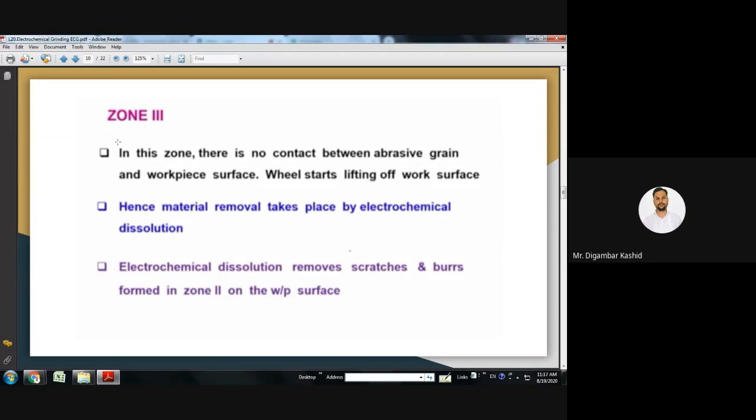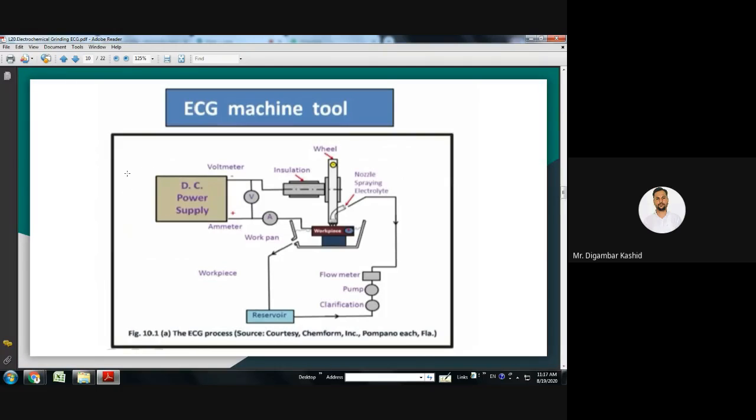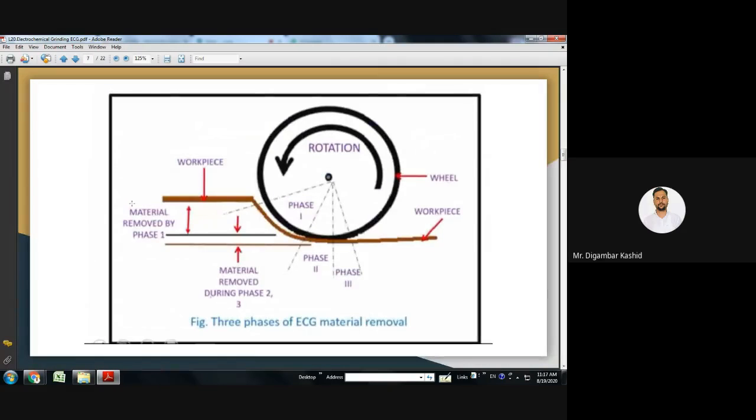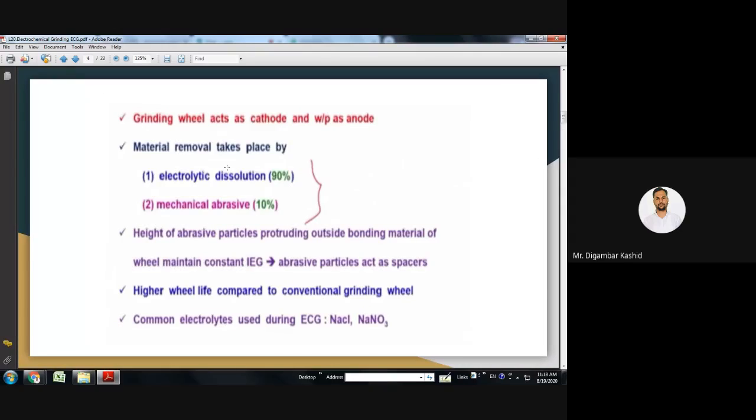Then in zone 3, there is no contact between the abrasive grain and the workpiece. While the wheel rotates, it will start to lift off the workpiece. Hence material removal takes place by only electrochemical dissolution. The electrochemical dissolution removes the scratches and the burr which are formed in zone 2 on your workpiece. So this is a diagram of electrochemical grinding.